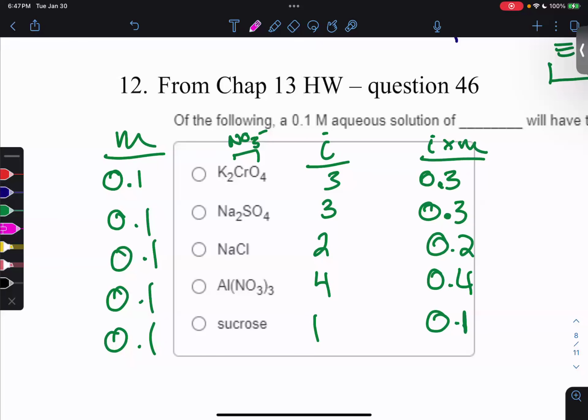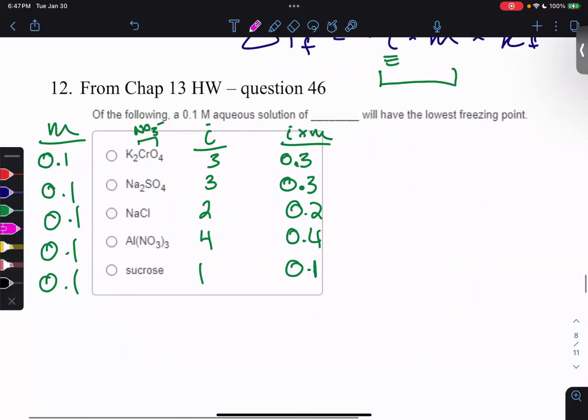What is it? It's freezing point depression, boiling point elevation, vapor pressure lowering. So if I ask you for lowest vapor pressure, you're looking for the thing with what? The most or the least amount of particles? Most. Y'all, oh my gosh, we just talked about this.